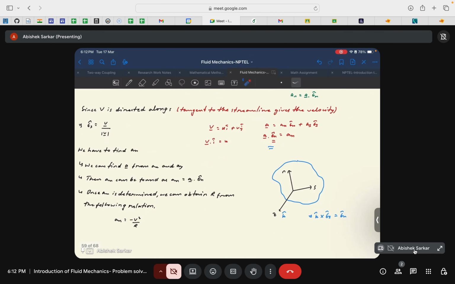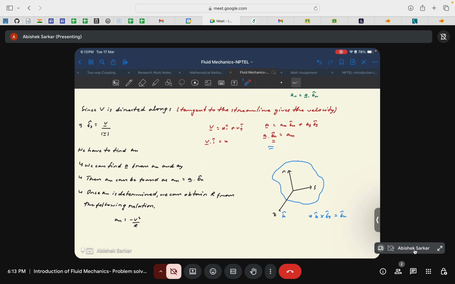As I was mentioning, let me just repeat. Since the unit vector along the z direction in the Cartesian coordinates still remains normal to your streamline coordinate system, using that you can find your unit vector along the normal direction to the streamline. Once you have that, you can easily find the component of acceleration along the normal direction by doing a dot product between the total acceleration and the unit vector along the normal direction.